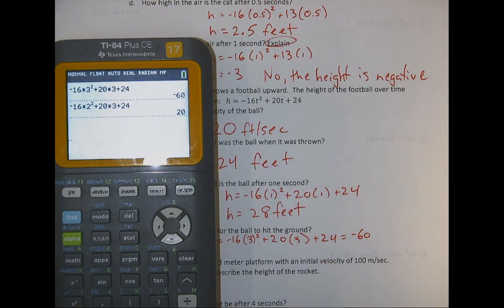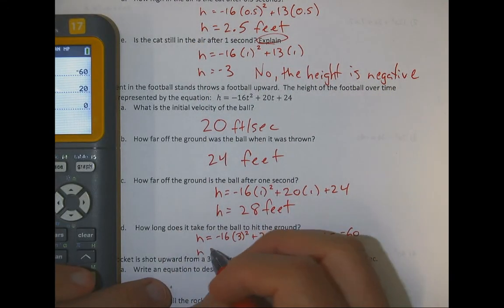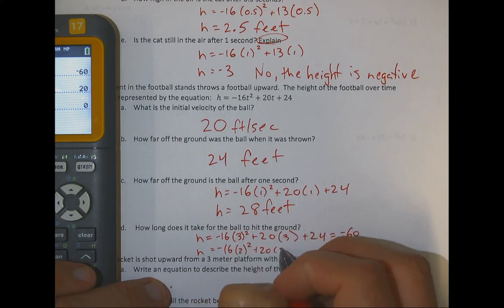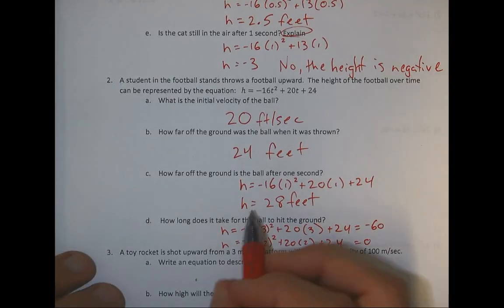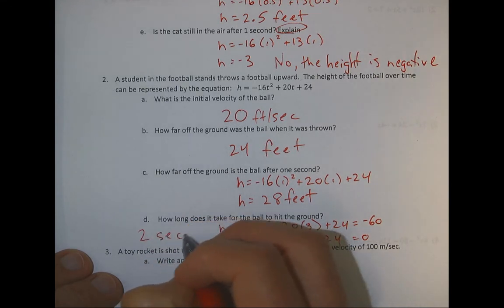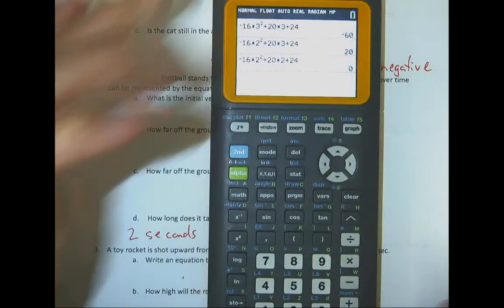I put the wrong numbers in. Negative 16 times 2 squared plus 20 times 2. Okay, and when I do that, I get 0 on the dot, and so now I know my answer. If I get 0, that means it's hitting the ground right at that moment. It's 2 seconds. But that was just guess and check, right? I'm just grabbing numbers and trying it. What's a better way to do it?